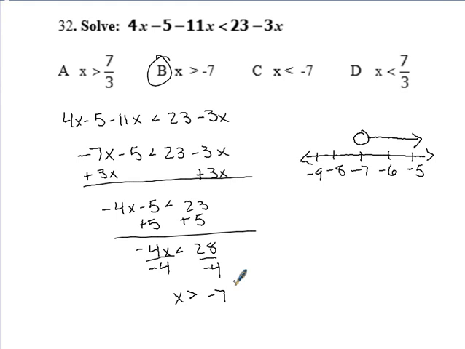I can always double check my arrow by picking a number that's underneath it. So if I put negative 5 into this inequality, negative 5 is greater than negative 7. That is a true statement, so my arrow is in the right direction.